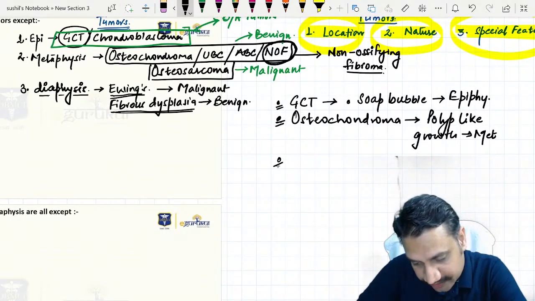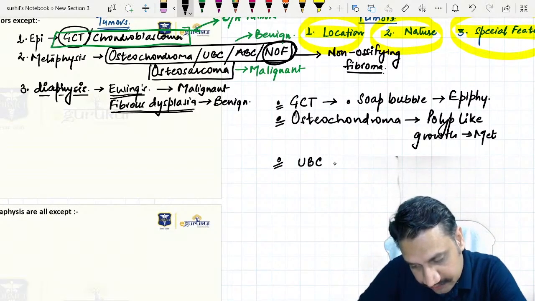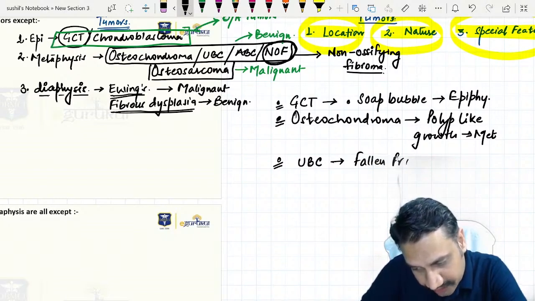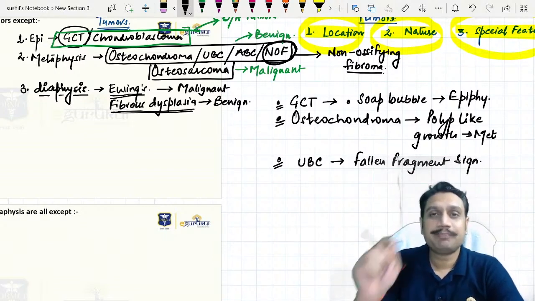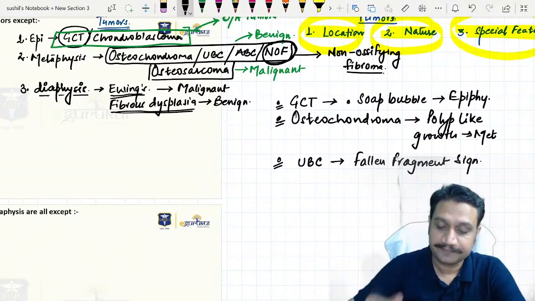Third, what is the special feature for unicameral bone cyst? The special feature for unicameral bone cyst is the fallen fragment sign. I'll show you all these pictures, don't worry. Just note it down. Fallen fragment sign. What is that? A piece of bone will be falling into the cavity.